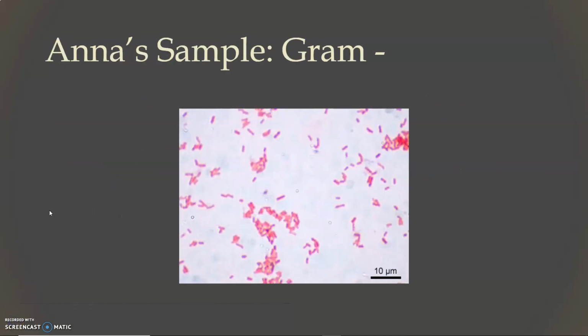Here is the bacteria that we grew from Anna's sample. You can tell it is pink in color, meaning it is what? Yeah, gram negative. So it is gram negative. What shape is this? It's rod shaped. So is it cocci, bacillus? Yep, it's bacillus. So good. Just a little quick review.